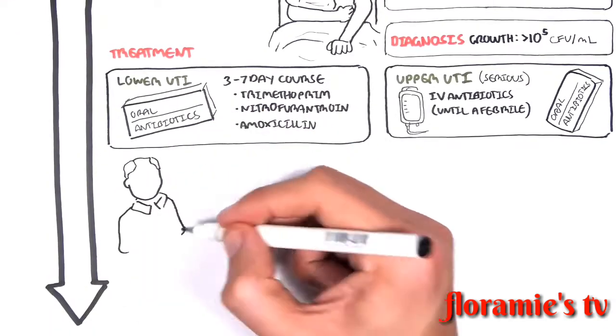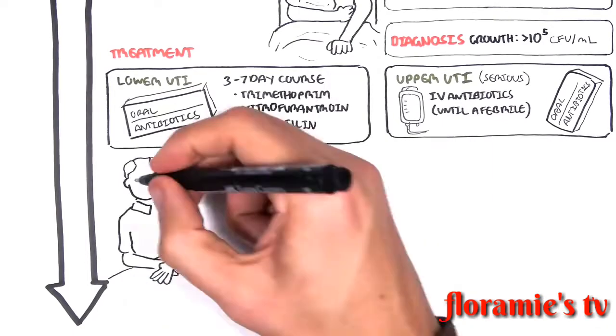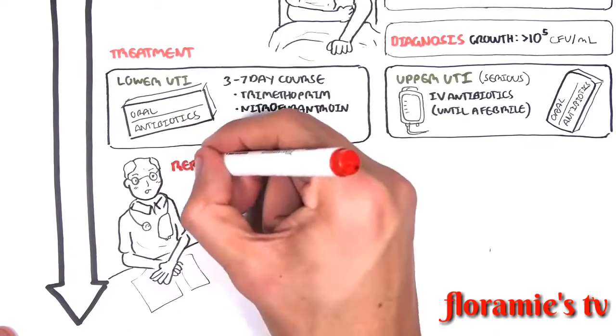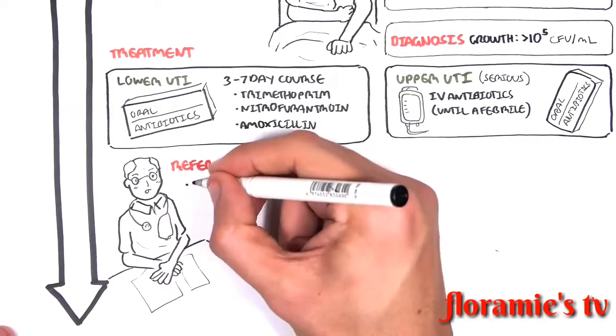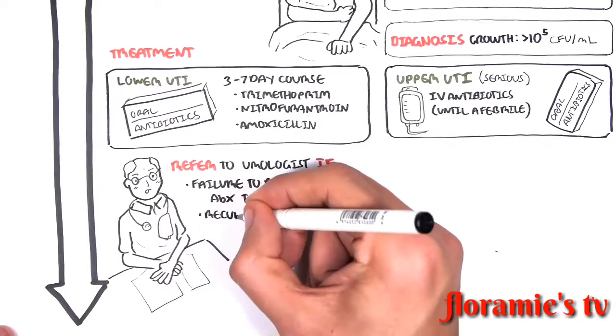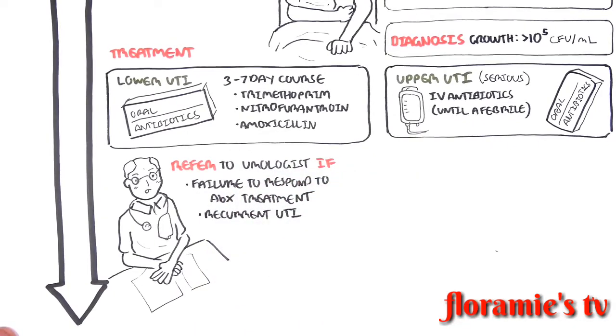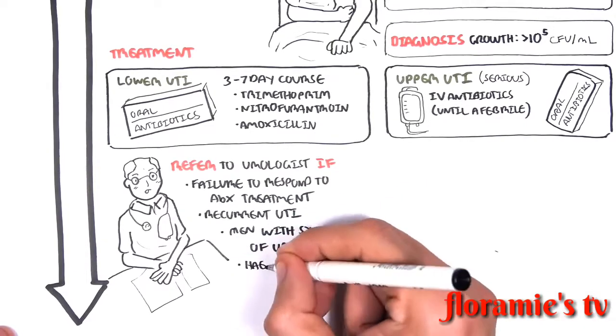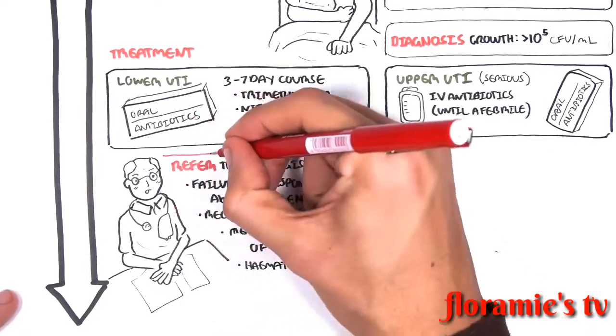Finally, it is important to know when to refer to a renal specialist or urologist. Refer to a urologist if there is failure of the patient to respond to antibiotic treatment. If there is recurrent UTI, which is defined as having 3 or more in 1 year. Refer to a urologist if men have symptoms of upper urinary tract infections.